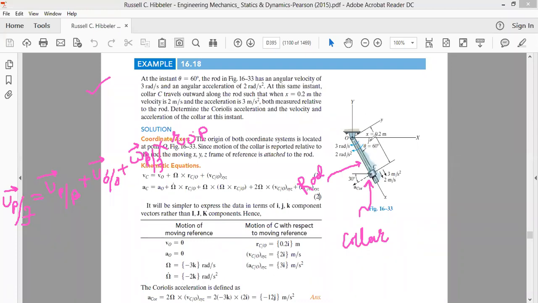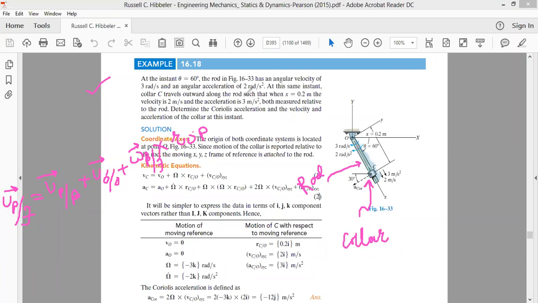We have an instant where the angle subtended by this rod with the x-axis is 60 degrees, and the rod has an angular velocity of 3 radian per second. It must have angular velocity because it is undergoing rotational motion, and a body in rotational motion has angular velocity as well as angular acceleration. Its angular velocity is 3 radian per second, and we are also given that its angular acceleration is 2 radian per second square. Now what will be the direction of the angular velocity and angular acceleration? The direction will be obtained. These are just the magnitudes.